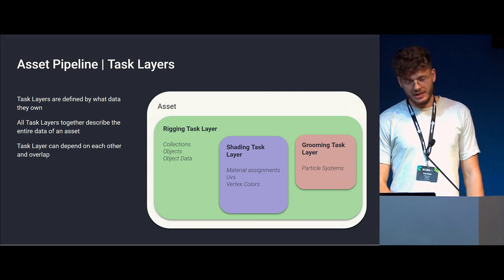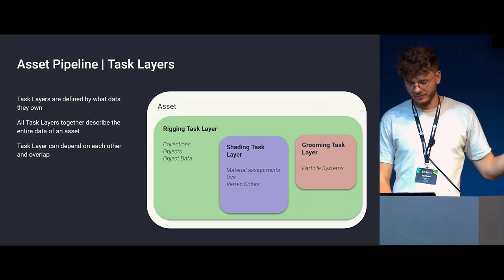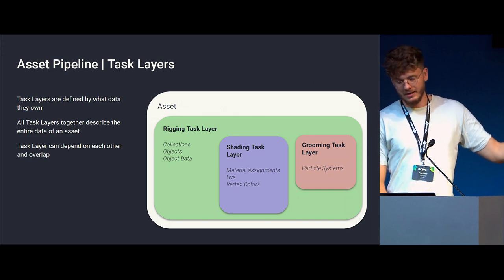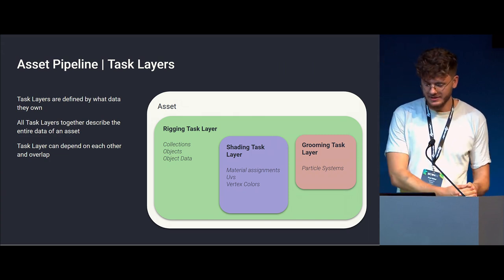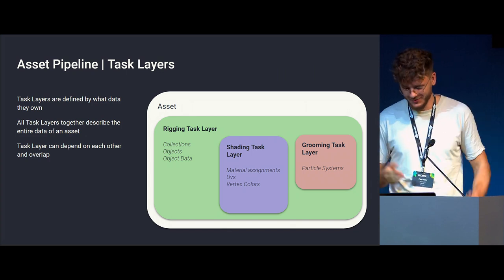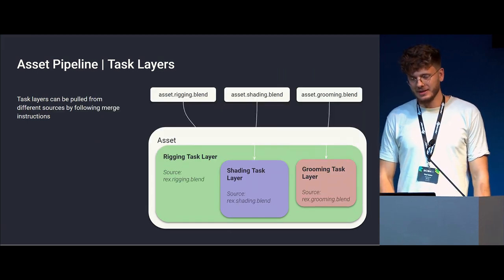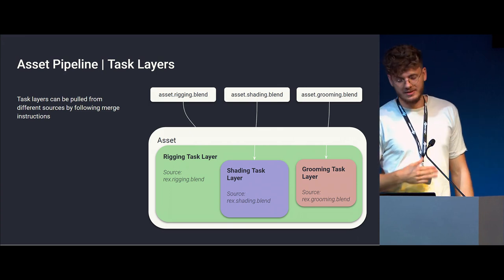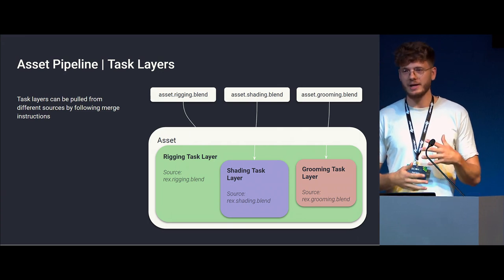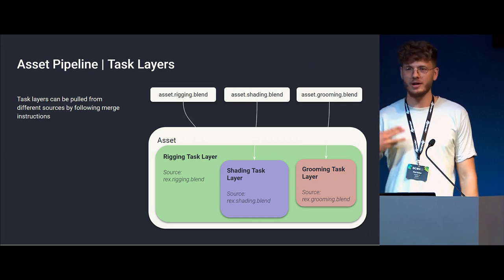And what you can see here is that these task layers can depend on each other and overlap. In this case, the shading task layer actually needs the data of the rigging task layer, because without objects there can be no material assignments. So there's a dependency between them. And a second important concept is that these task layers can be pulled in from different sources by following a set of merge instructions that describe exactly how all these layers are puzzled together.